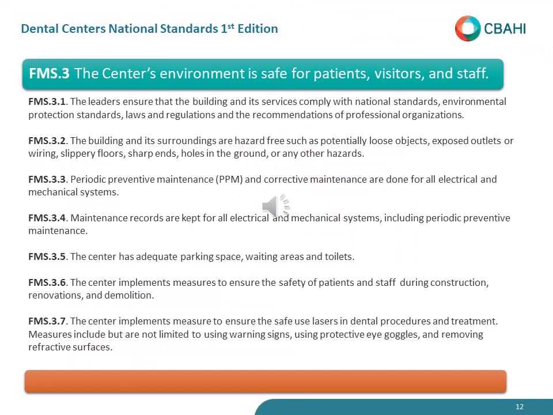So FMS3, the center's environment is safe for patients, visitors, and staff. So basically, FMS 3 is about safety, general safety of the center. 3.1, the leaders ensure that the building and its services comply with the national standards, environmental protection standards, laws and regulations, and recommendations of professional organizations. So this is very important that you make sure your centers comply with the different requirements of the government, the law of the land, we say. And I have special slides about these standards after this slide.